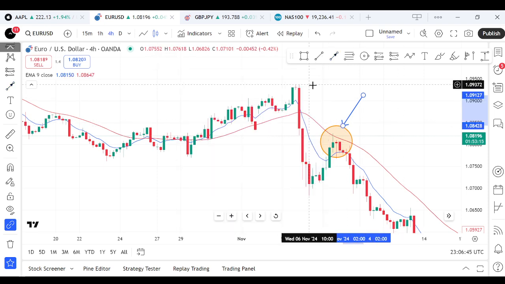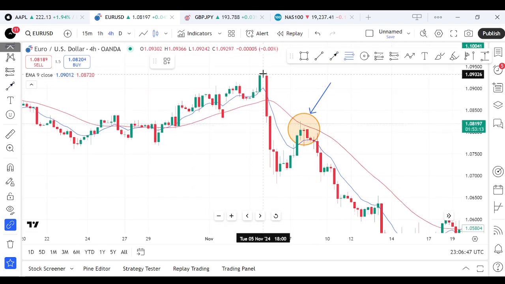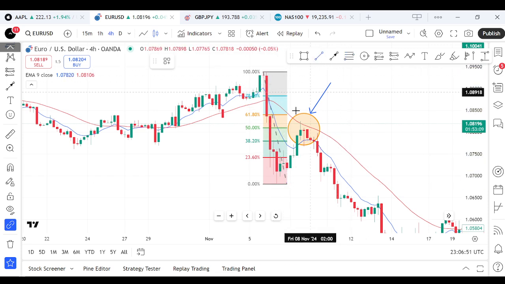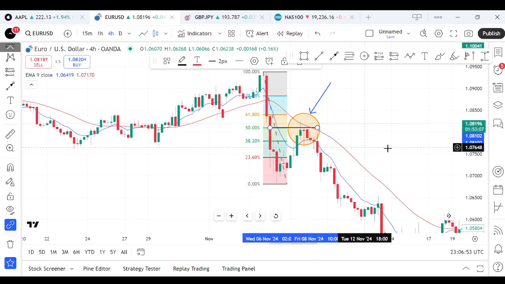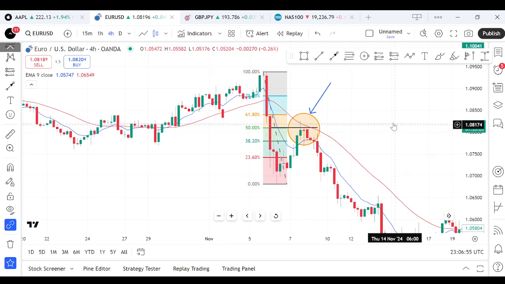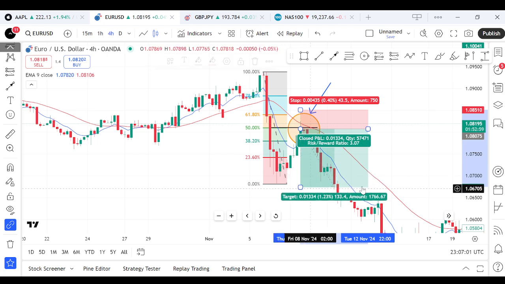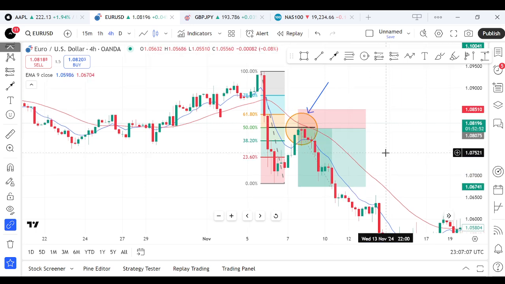This is very valid. You can also use your Fibonacci from here to here, and price reacting off of the 50% also. This can serve as extra confirmation before you place that sell trade. And yep, that is how you can use the EMA for your day trading strategy.